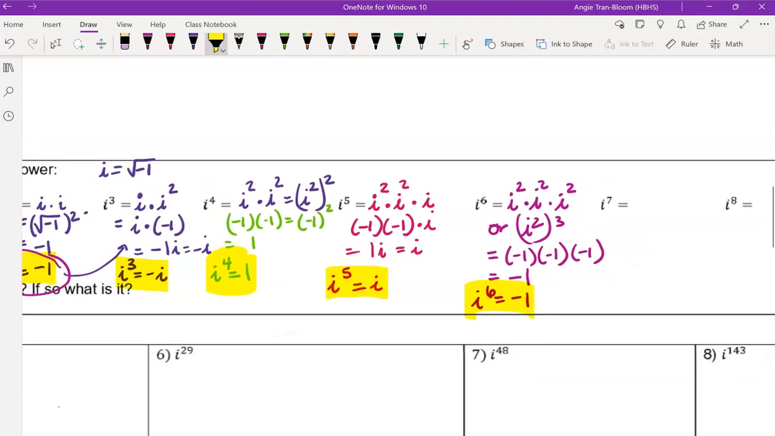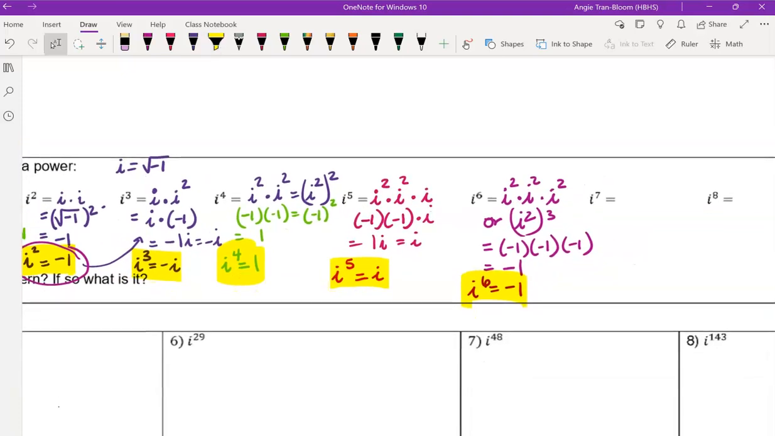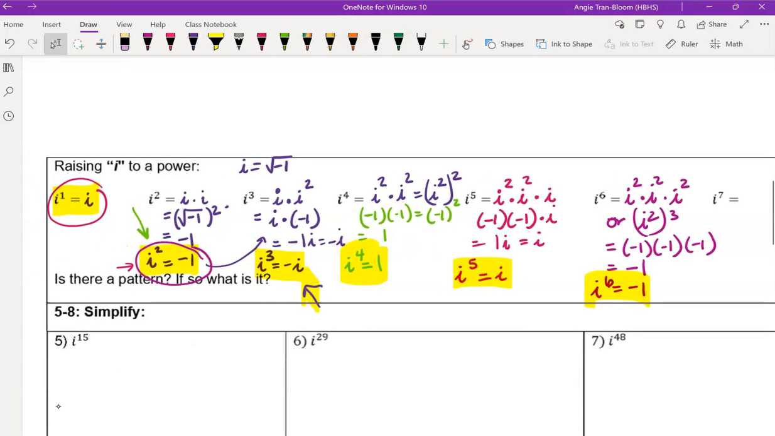And then let's see. Whoa, we're looping back around. Can you guys see that this is -1? Well, let's see what's happening. Do we ever have anything new? So we have i squared is -1, i to the 3rd is -i, i to the 4th is +1, and then we're kind of looping back around.